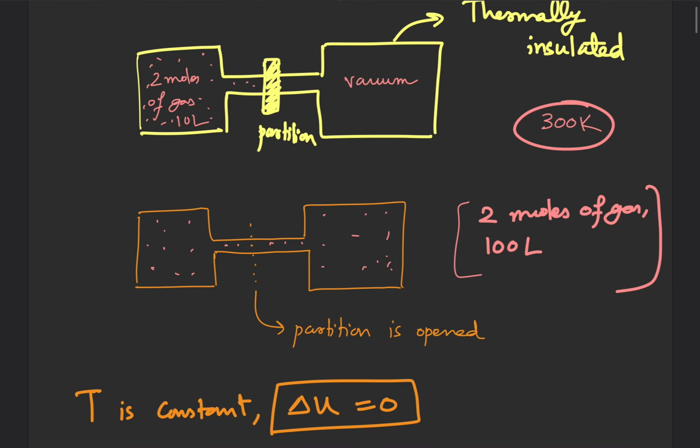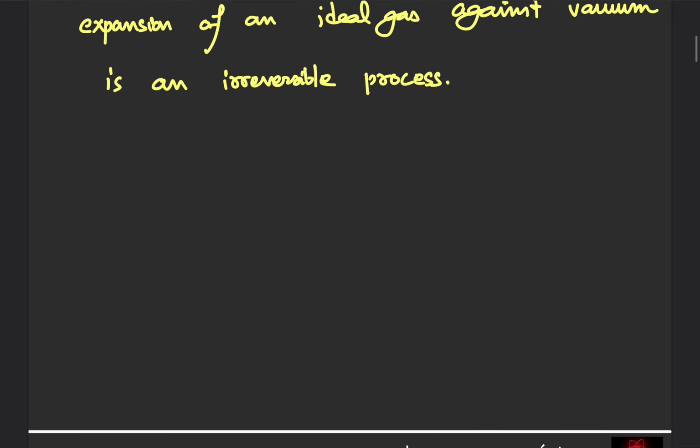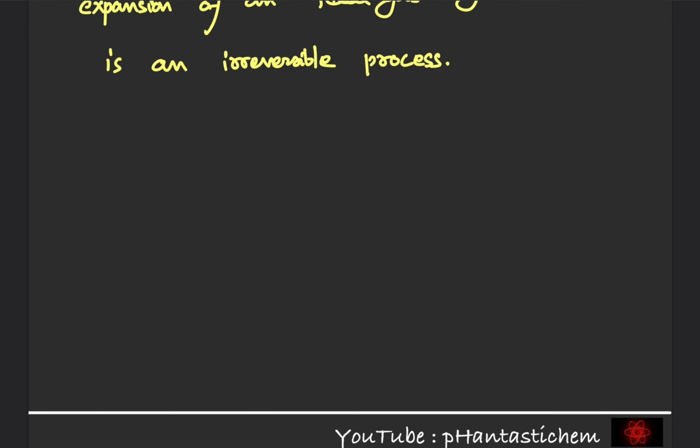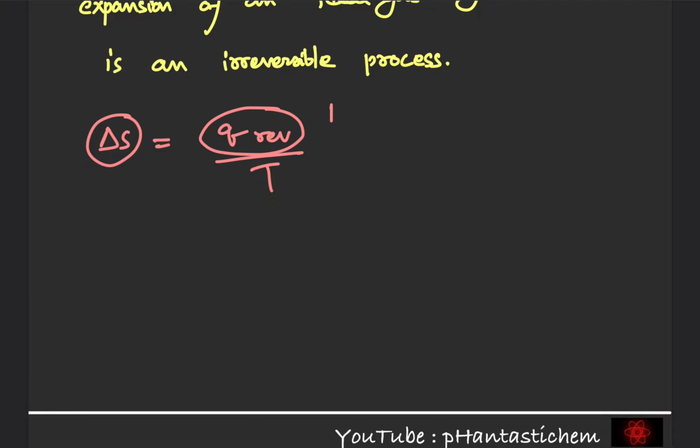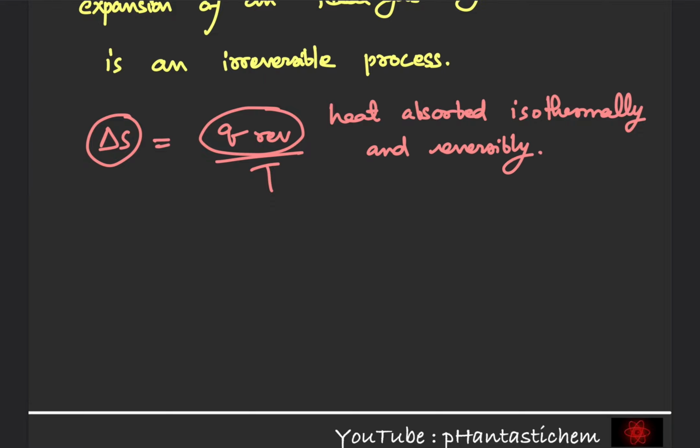Okay. So we know that delta S is equal to Q reversible by T. That is, entropy change during a process is defined as the amount of heat absorbed isothermally and reversibly. This is very important. This is heat absorbed isothermally and reversibly, divided by the absolute temperature at which heat is absorbed.